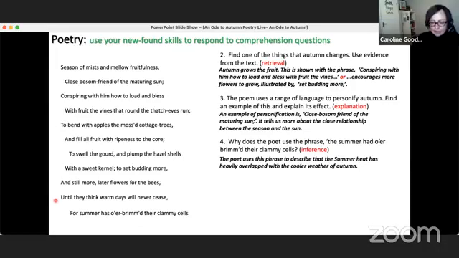Right, and the answer is the poet uses this phrase to describe that the summer heat has heavily overlapped with the cooler weather of autumn. So the summer is like flowing over into autumn, if you like.